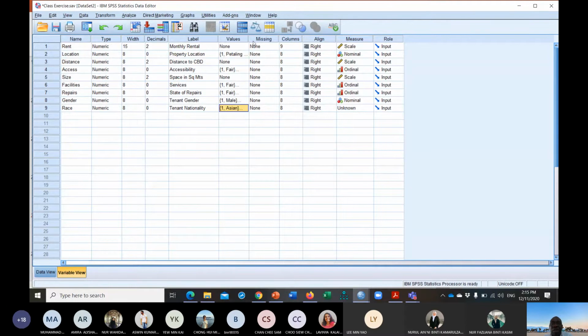Then when we look at the values inputted, and we look at the measure, we can have scale, nominal, and ordinal. Scale means measures. It's continuous variables, like rent can be from 0 ringgit to billions of ringgit. So it's continuous, it's a scale.